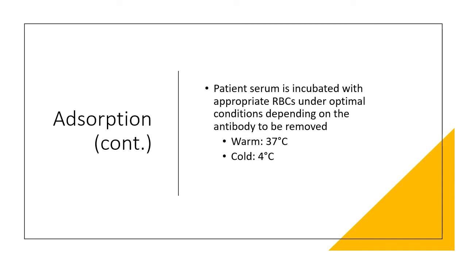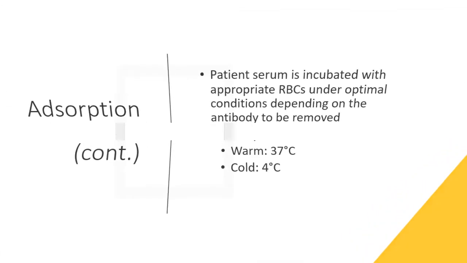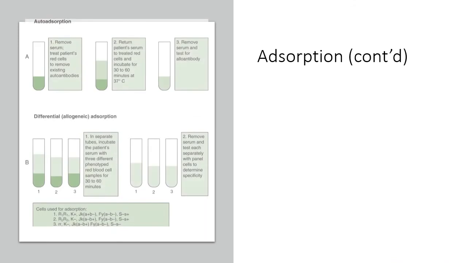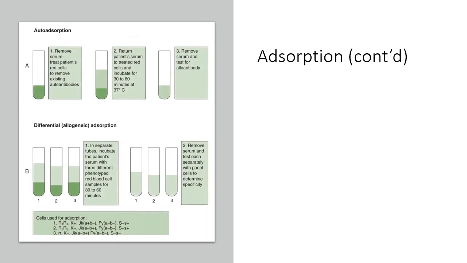All right, continuing on. Once you do the adsorption, the patient's serum is incubated with the red blood cells under what? 37 degrees for warm, 4 degrees for cold. You need to remember that. You should remember that anyway from all the antibodies that we've talked about. Cold antibodies, 4 degrees. Warm antibodies, 37 degrees. IgM antibodies are normally cold antibodies. IgG antibodies are normally warm antibodies. Here's what autoadsorption looks like.